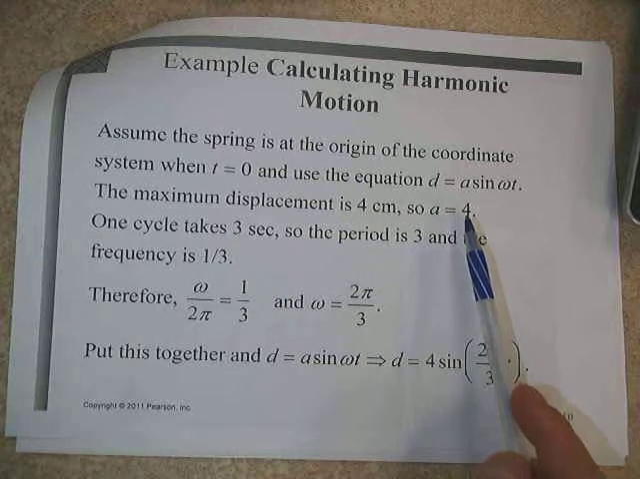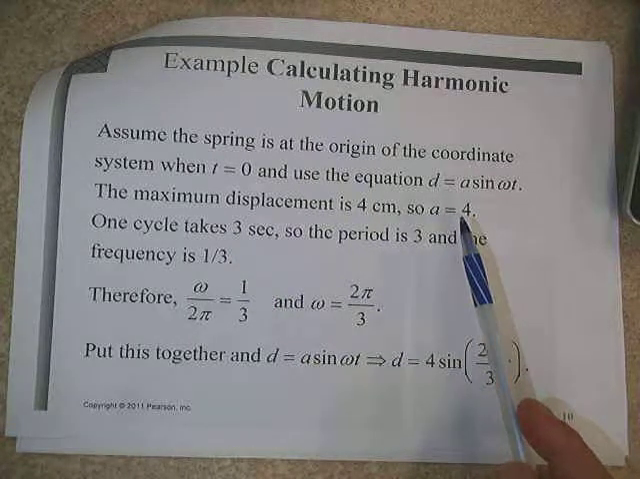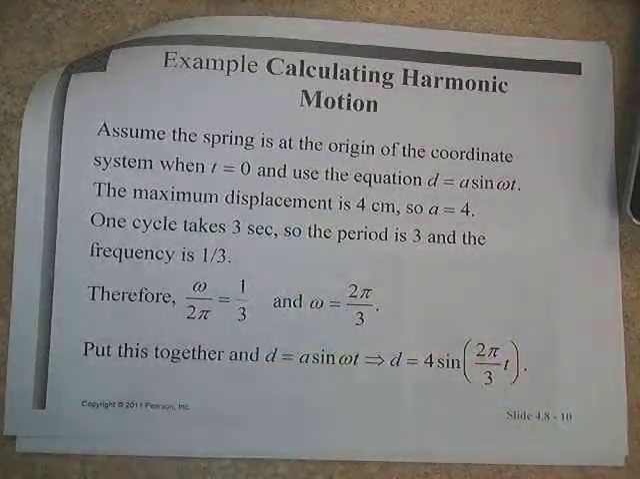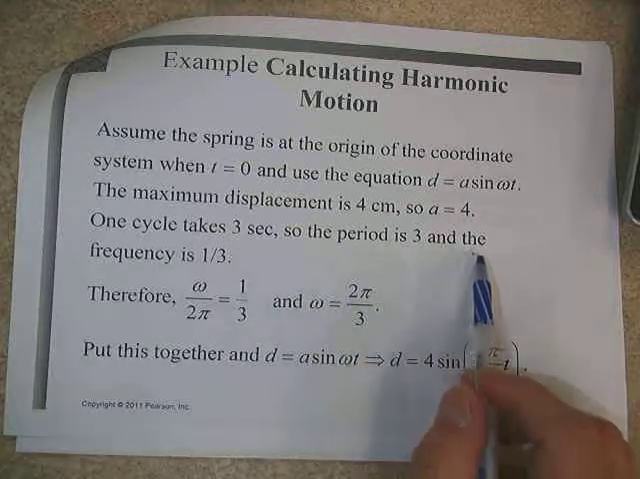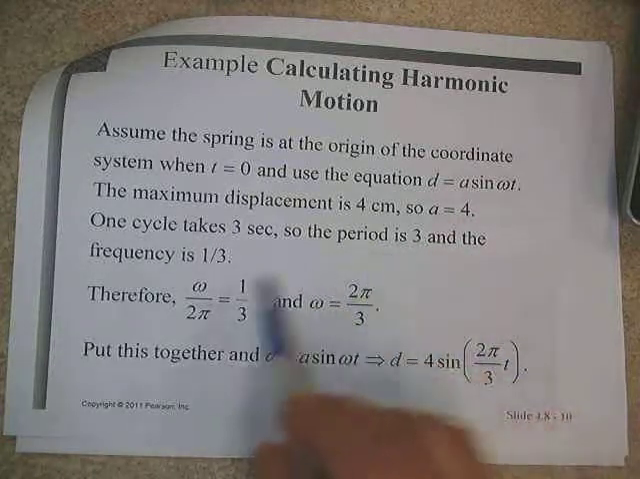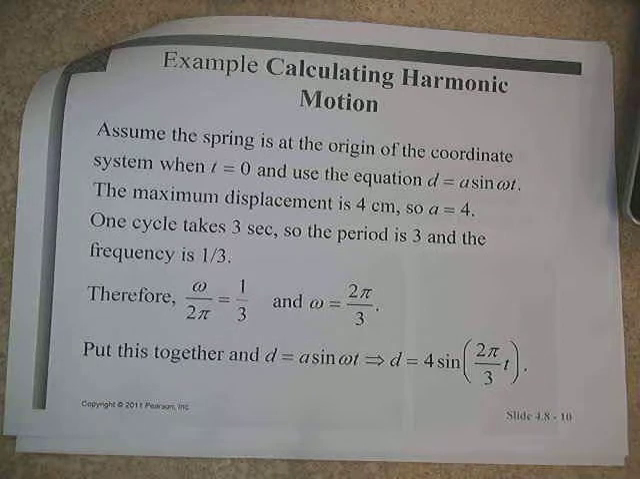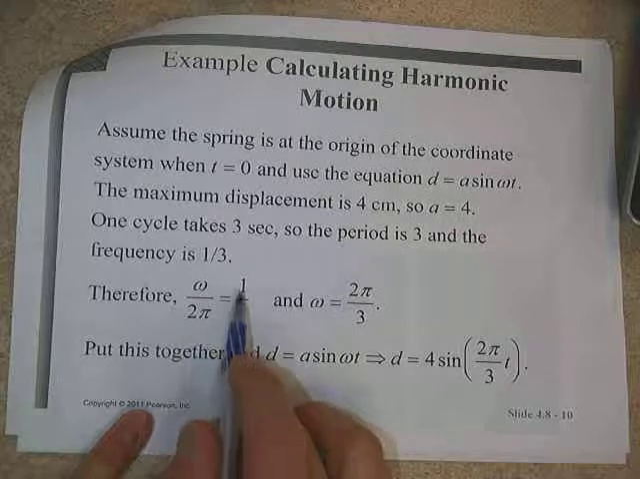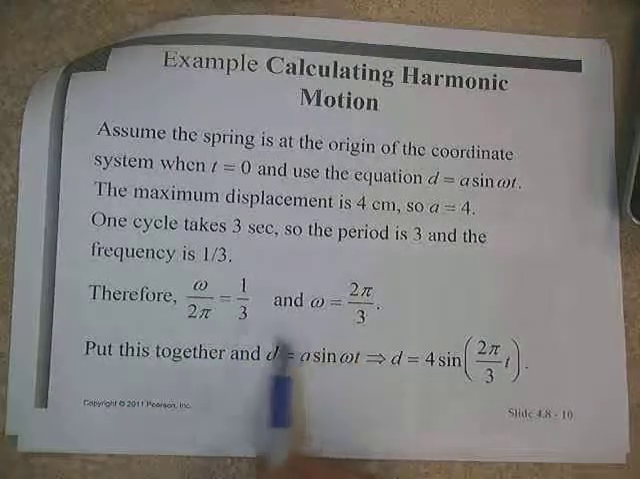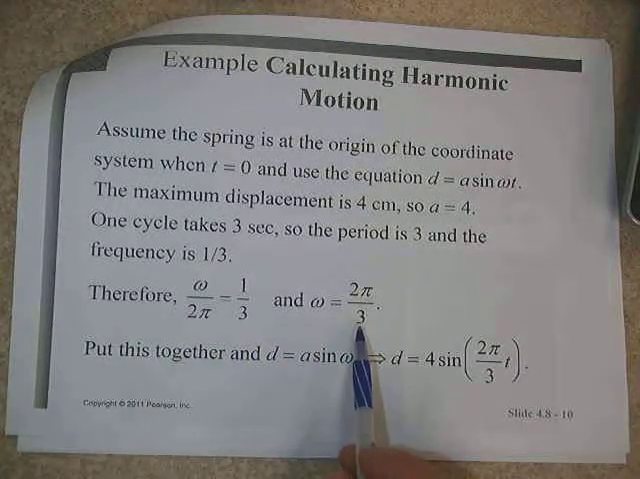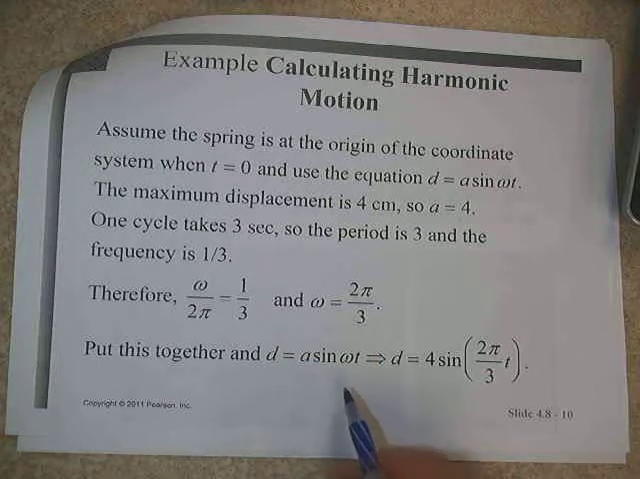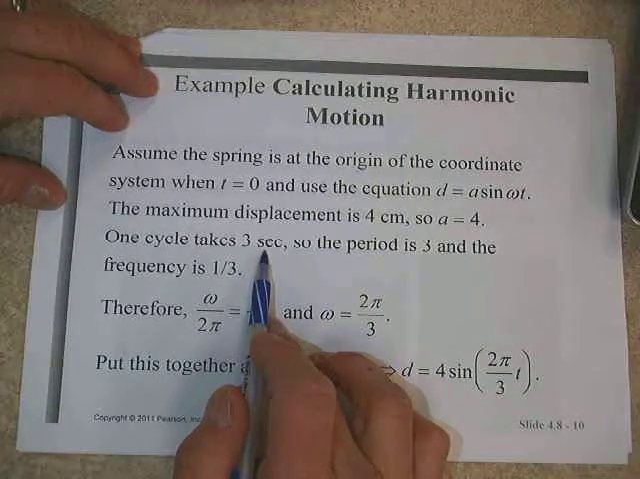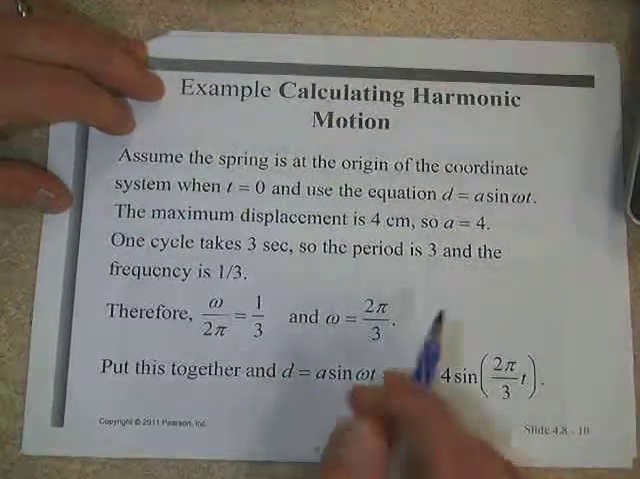normally remember this is a b for us, but for this particular application they use the Greek letter instead. The maximum displacement is 4, and that means that the highest and lowest that we're going to go here is 4. That's going to be our amplitude, so recognize that as the amplitude. And it says that one cycle takes 3 seconds, so the period then is 3, which means the frequency is 1/3, which means that w over 2 pi is equal to 1/3. And ultimately that allows us to find this w, which is the number that's going to go in front of t.